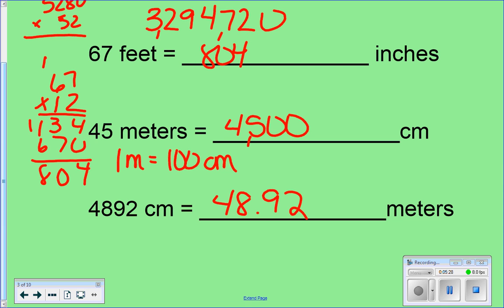Simplify? What do you mean by simplify? No, I would leave it at this. If it just asked you to figure that out, I would just leave it. You could do that one in your head.